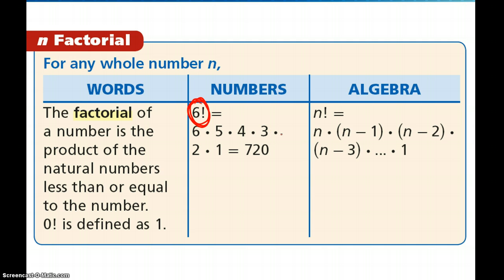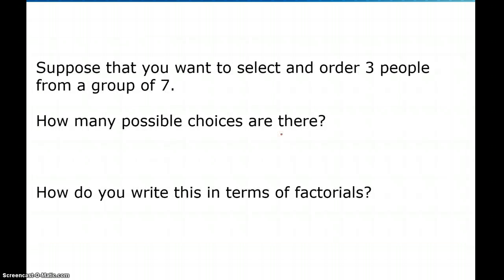So suppose that you want to select and order 3 people from a group of 7. Now, there's a difference between a permutation and a combination. For permutations, the order definitely matters. So let's say we're picking a president, a vice president, and a secretary. Well, it matters which order I pick you in, because there's definitely a difference between whether they're the president or whether they're the secretary.